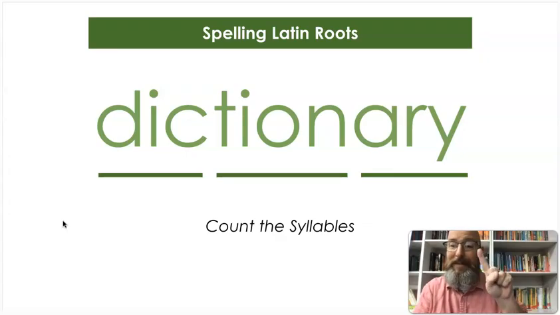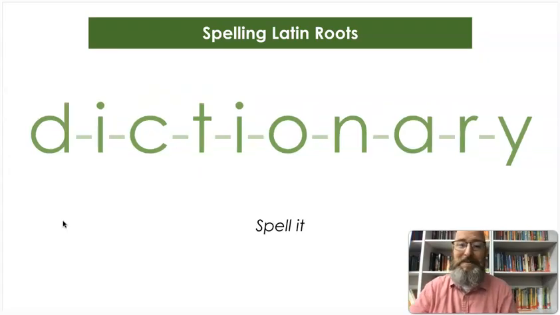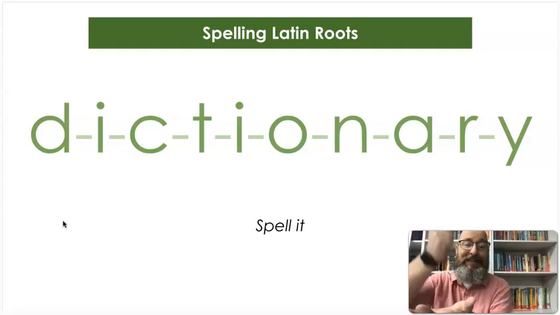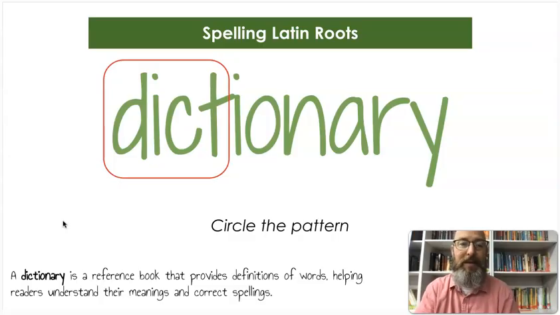Let's count the syllables. Dic-tion-ar-y. Should be 4 there. I'll fix that. Let's say it. Well, we just said it. Let's spell it. D-I-C-T-I-O-N-A-R-Y. Dictionary. Let's write it. D-I-C-T-I-O-N-A-R-Y. Let's circle our pattern dict. A dictionary is a reference book that provides definitions of words, helping readers understand their meanings and correct spellings.